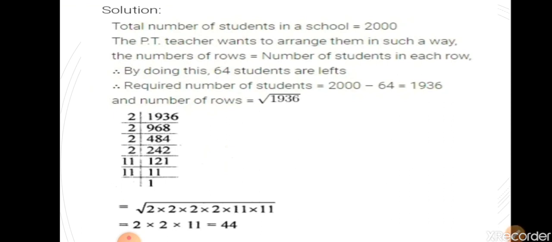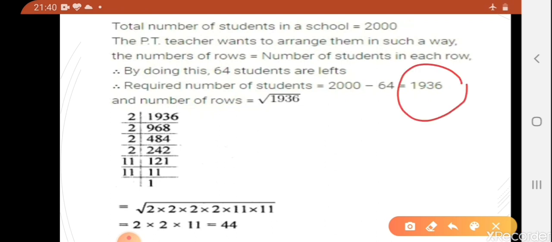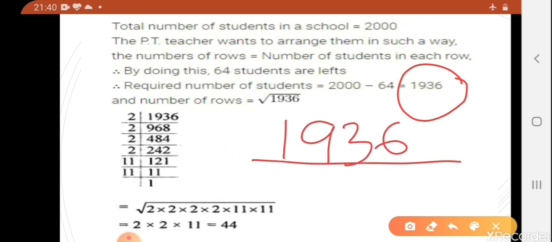Total number of students in the school is 2000. The PT teacher has to arrange them in such a way that the number of rows will be equal to the number of students in each row. Therefore, 64 students are left, meaning 64 students are extra here. So first we will take out 64 from 2000, and it will come to 1936. Now 1936 will be the square of some number.